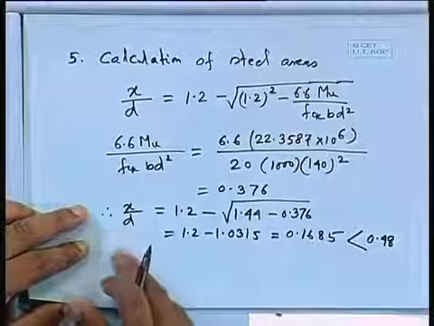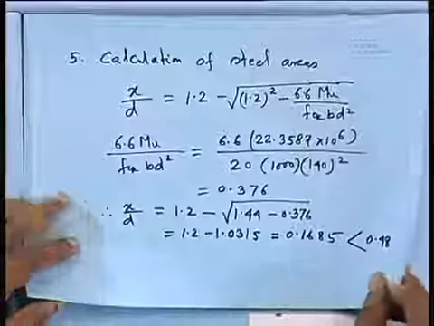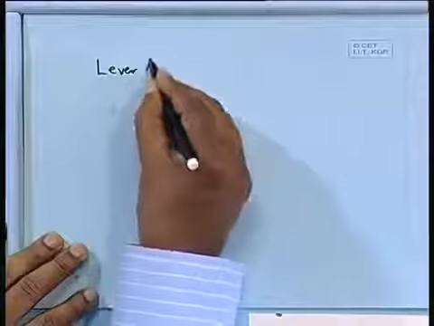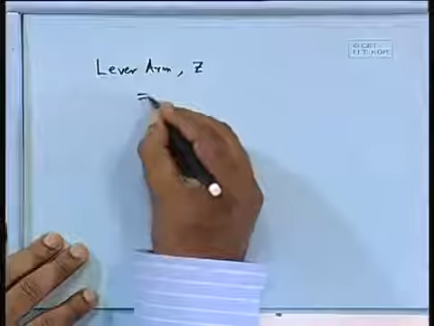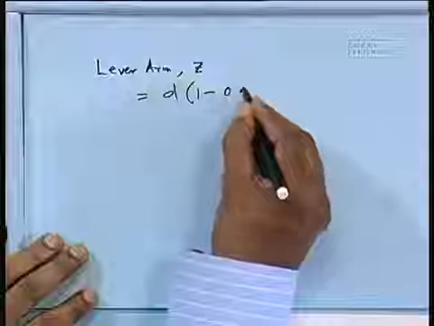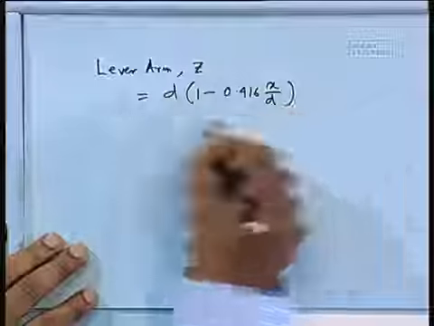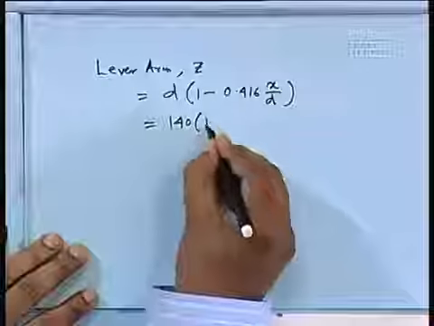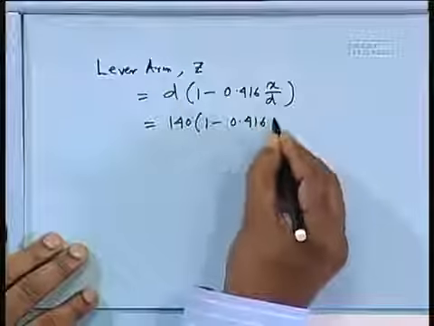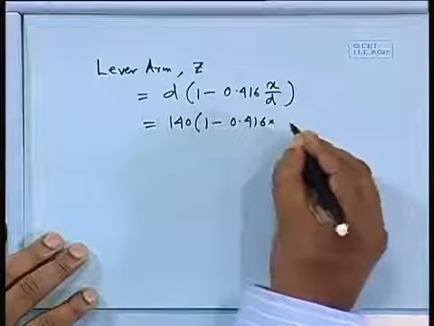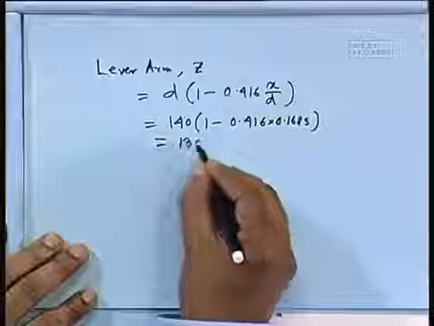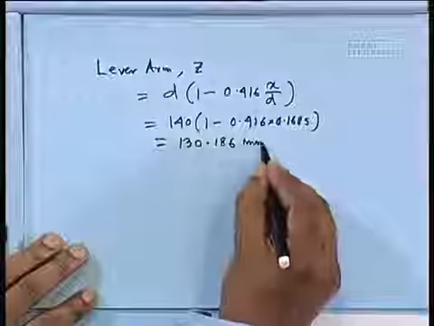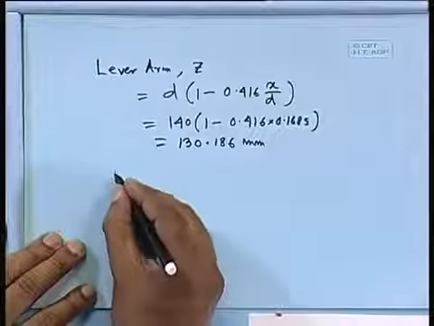So, we can now calculate the lever arm. Lever arm z is equal to d minus 0.416 x_u, where d equals 140, so 140 minus 0.416 times 0.1685 equals 130.186 millimeter.